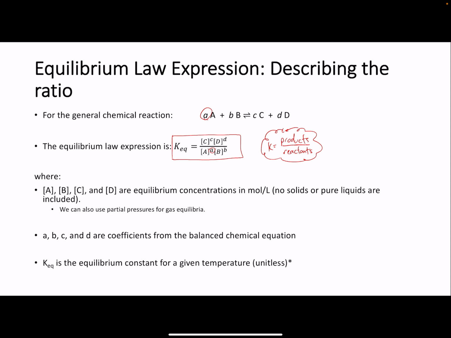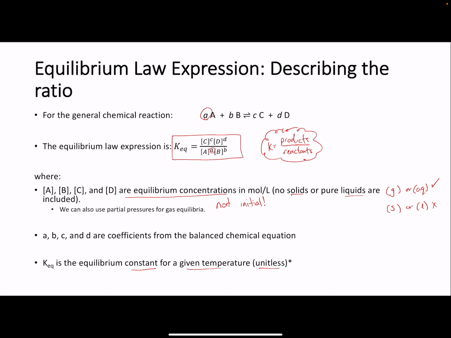So some notes before we move forward. The concentrations are equilibrium concentrations, not initial. So that's important. We don't include solids or liquids. In terms of states, a gas or an aqueous substance will be found in here. Solids or liquids will not, and we replace that value with 1, which we'll look at on the next slide. The coefficients are the exponents, and K is constant for a given temperature and unitless.